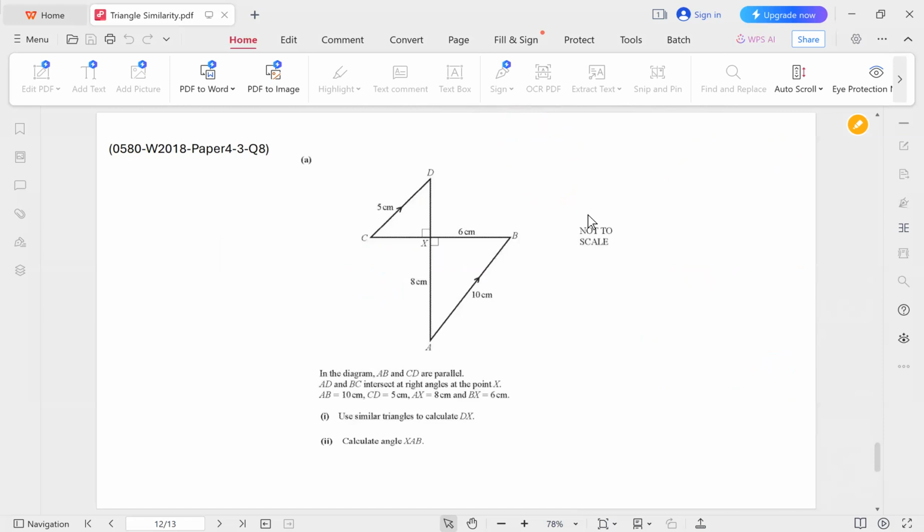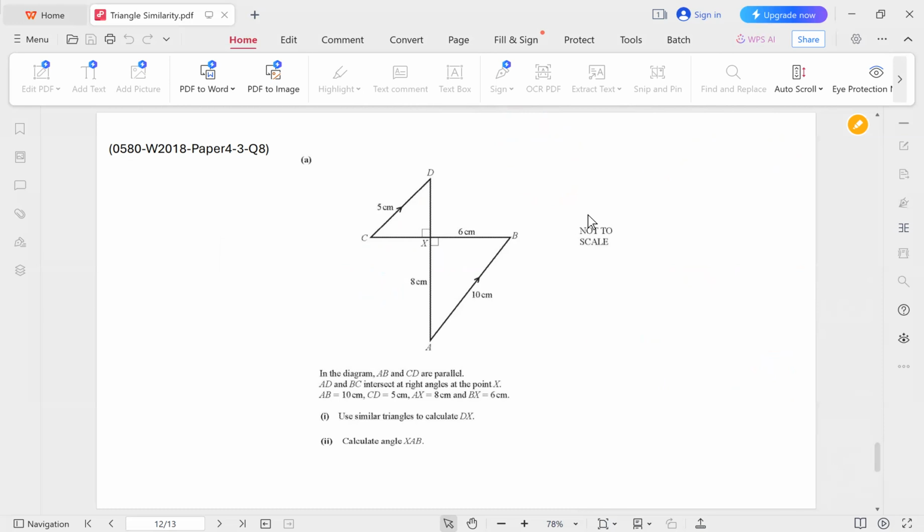The final question in this video says that in the diagram, AB and CD are parallel. AD and BC intersect at right angles at the point X. AB equals 10, CD equals 5, AX equals 8, BX equals 6. Use similar triangles to calculate DX and then calculate angle XAB.